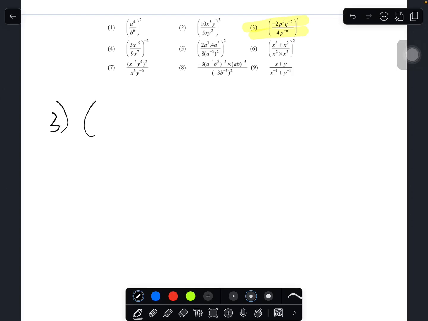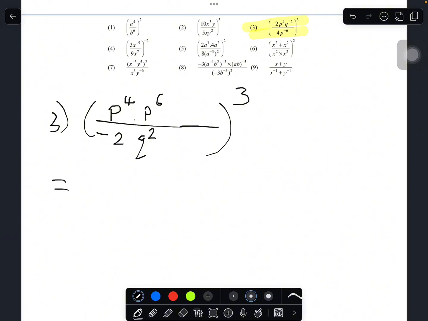Alright, so I'm going to open this bracket. What can I simplify? I can simplify this negative 2 over 2, and I'm going to get negative 2 in my denominator. I have p to the minus 6 in the bottom, if I bring that to the top, it's going to be p to the power 4 times p to the power 6. And this q to the minus 2 is now going to come to the bottom. So I'm going to have q to the power 2, and all of this is going to be to the power 3.